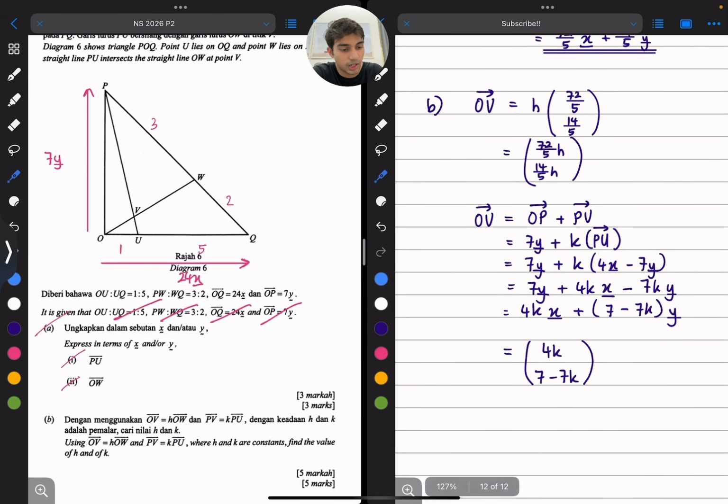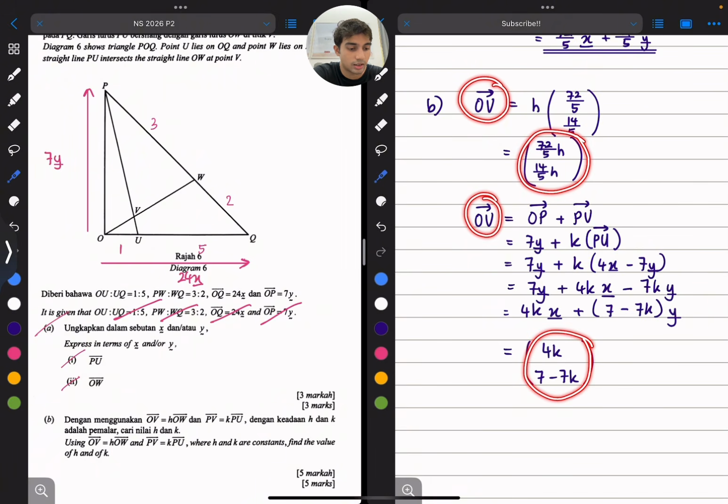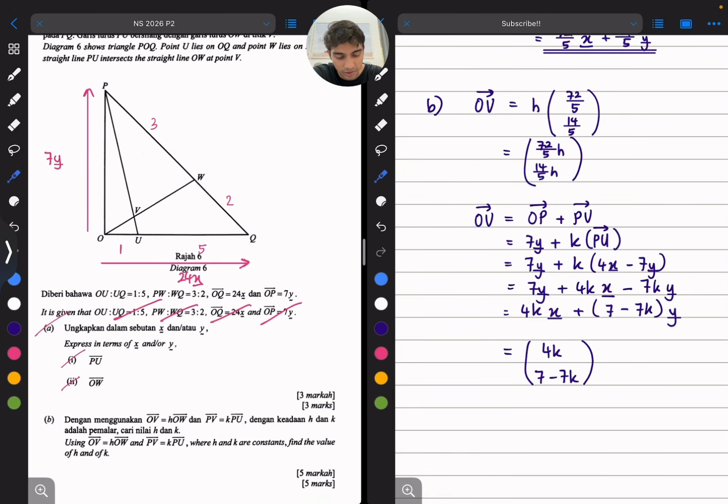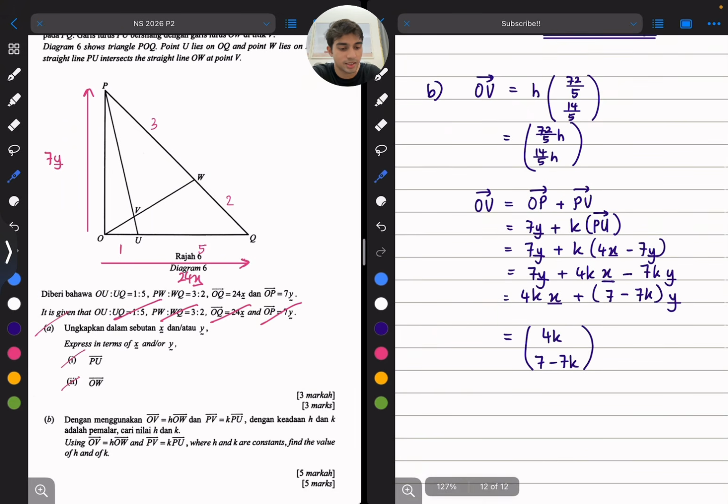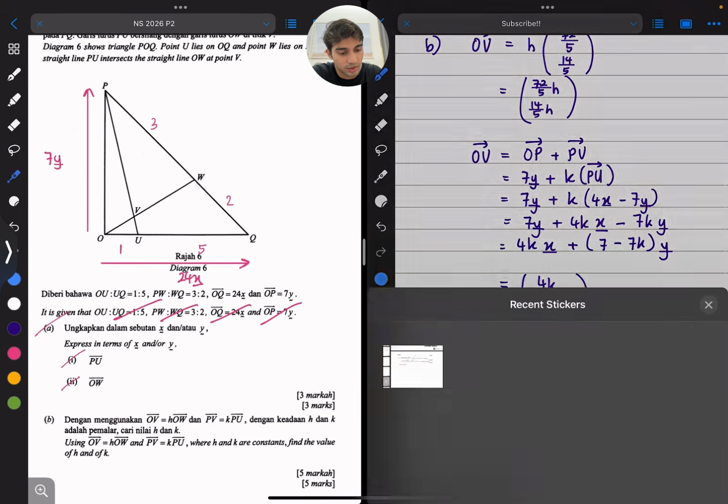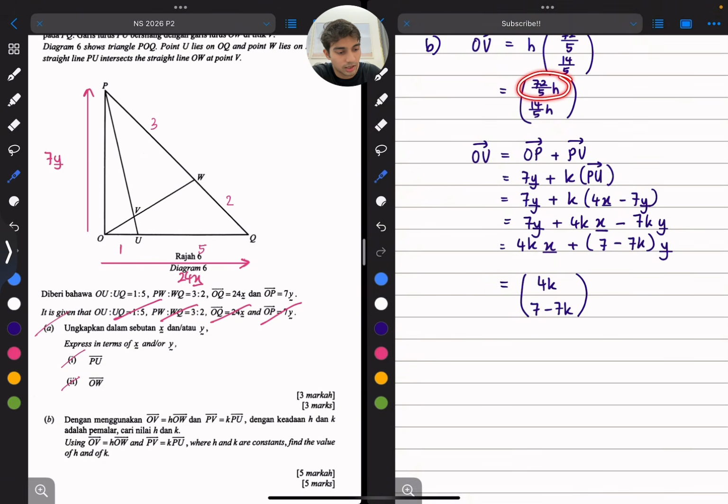So as you can see, we have OV in terms of h and OV in terms of k. So if the same vector we have in both terms, now we can say this equals to this. That's the whole idea. I see most students, they will just find OV, then they will find PV, and after that they don't know what to do. So actually the solution is, you have to find one vector in both terms. Okay, now we compare. So we can say this equals to this.